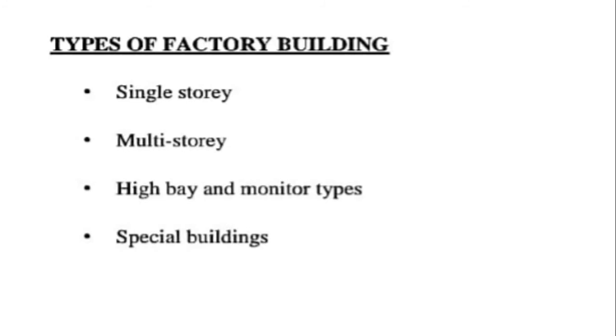Sometimes it is inflexible, and this type has high obsolescence because of rapid changes in technology. These are all the very important different types of factory building. Let us move to the types of building constructions.